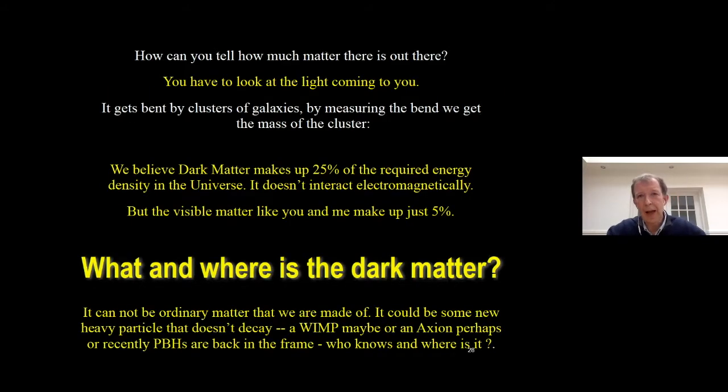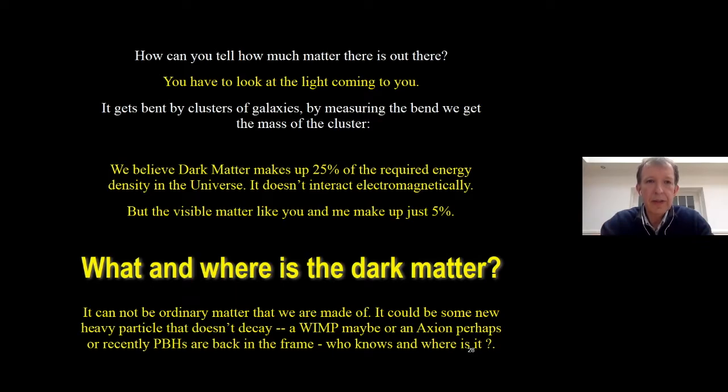So how can you tell how much matter there is out there? I mean, you don't have a tape measure. You can't go and get a weighing scales. All that you have to look at is light coming to you. What do we do? We use the fact that Einstein showed as well, actually Newton showed us as well, that light gets bent by massive objects. For example, clusters of galaxies will bend light. And by determining the amount of light, how much it's bent by, we can determine the mass of the cluster.